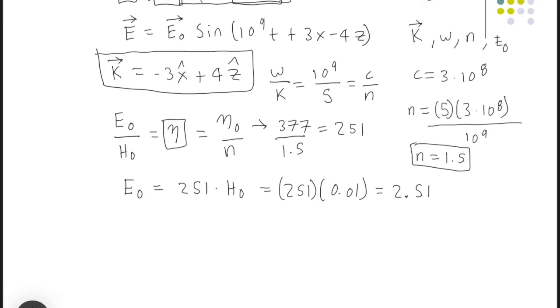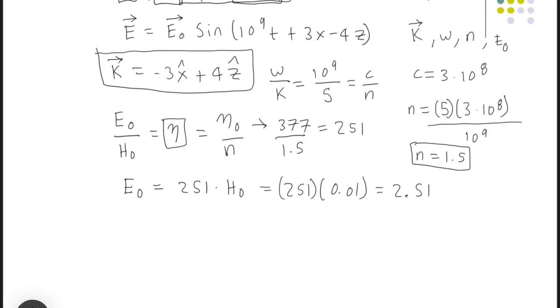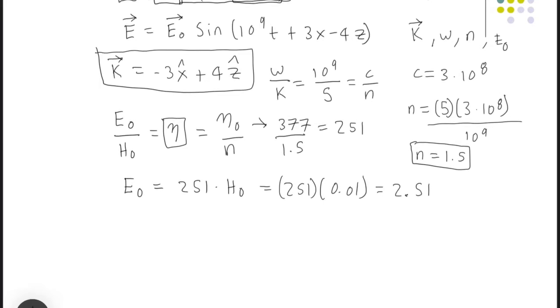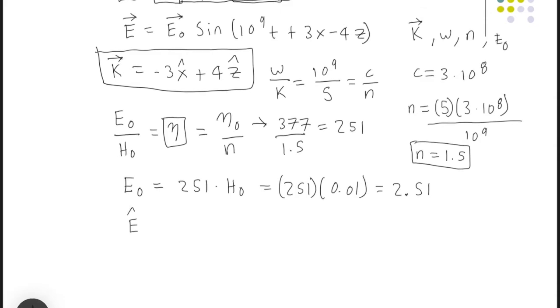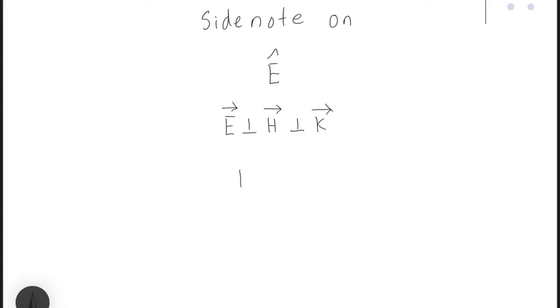So we have our E naught now. Now the last part is we have to find E hat. The reason why we're looking for E hat is because on E hat, our wave follows the right-hand rule. So we can say that the E field is perpendicular to our H field, which is perpendicular to our K field. So we can say that K hat is equal to E hat cross H hat.